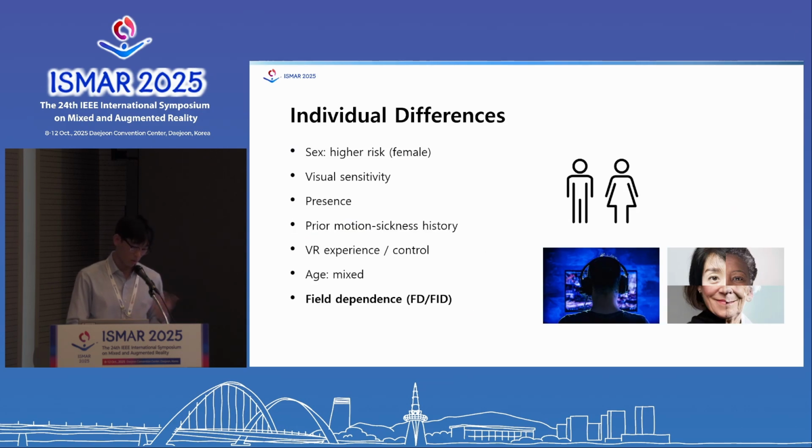But to answer this question of why people are more susceptible, we mainly turn to individual differences. Sex has been shown to be a big factor, with females being more at risk. Other factors include visual sensitivity, presence, prior motion sickness history, VR experience, and age, with mixed findings. Among these, though, one factor ties directly to the classical sensory mismatch theory of motion sickness, and that would be field dependence, which this paper mainly focuses on.